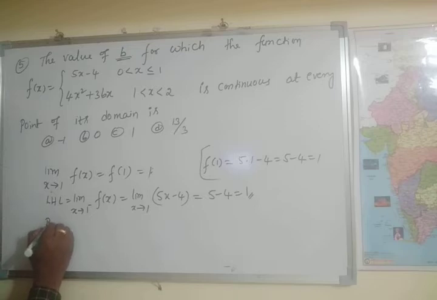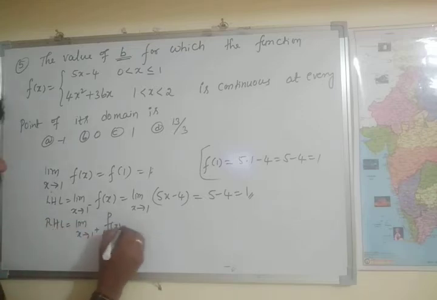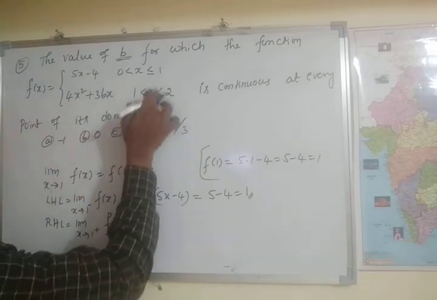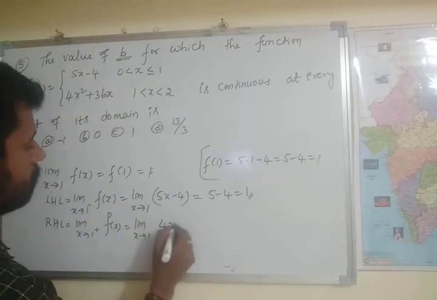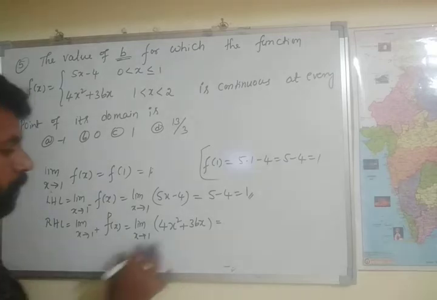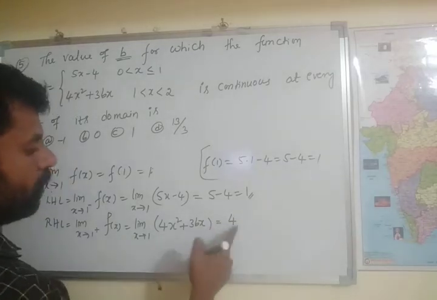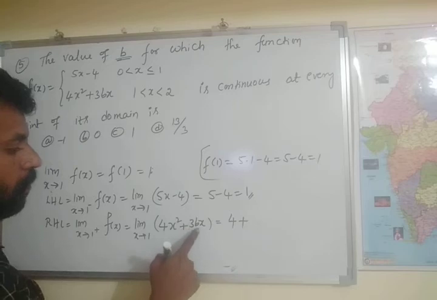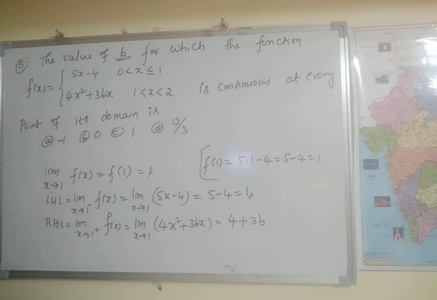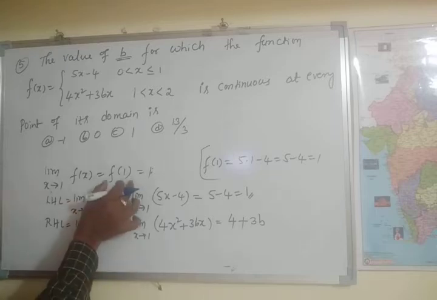Next, the right hand limit RHL is equal to limit x tends to 1 plus f(x), equal to limit x tends to 1. Here x is greater than 1, which means for the right hand limit the function is 4x² plus 3bx. Here x approaches 1. Substitute 1 in the place of x. 4 into 1 square is 1, 1 into 4 is 4, plus 3b, x is 1, 3b into 1 is 3b. So this is the right hand limit function. Now f is continuous at x equals 1 means left hand limit is equal to right hand limit is equal to f(1).